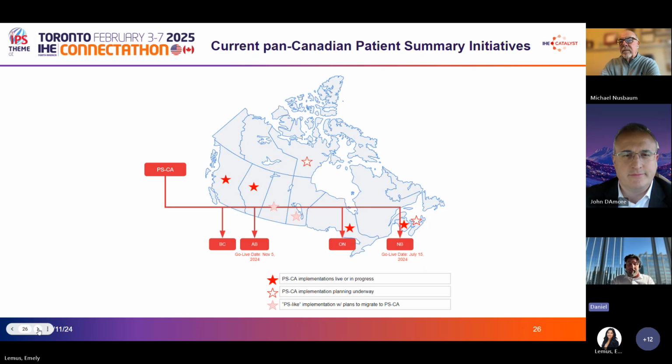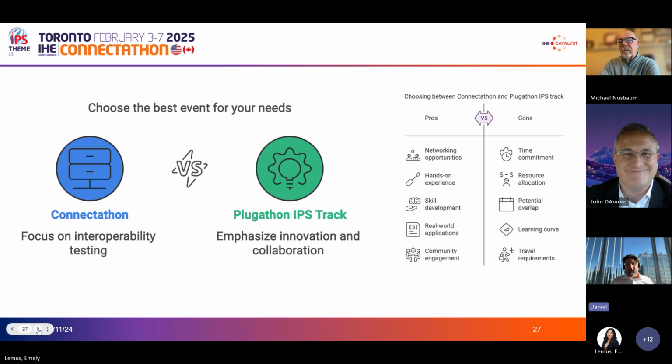Now, if we go to the next slide, I guess you're wondering, well, where do I go? Do I go to the Connectathon, the Plugathon IPS track? How can I do all this? We're realizing how much planning goes into attending these events and how difficult it is. There's pros, there's cons, it's complicated, it's expensive, it takes time. And we're hoping to create a track that takes away some of that complexity and analysis. And so we came up with the IPS Focus track that is on the next slide.